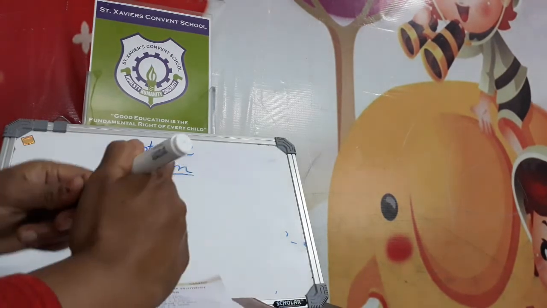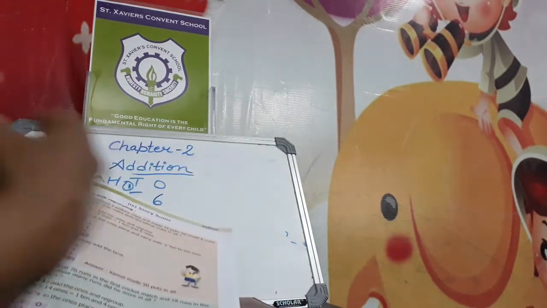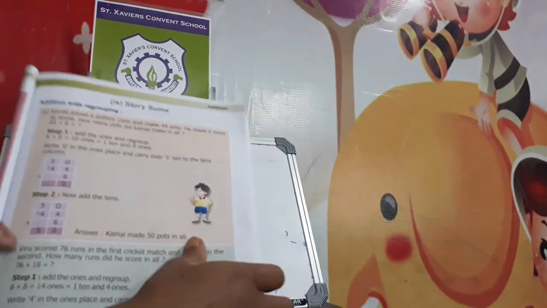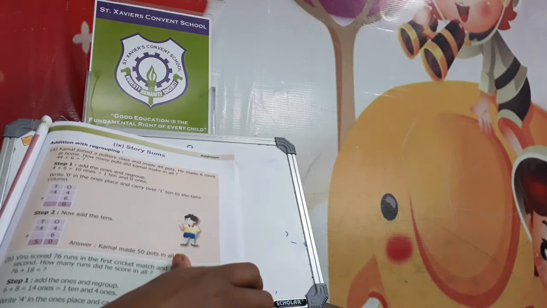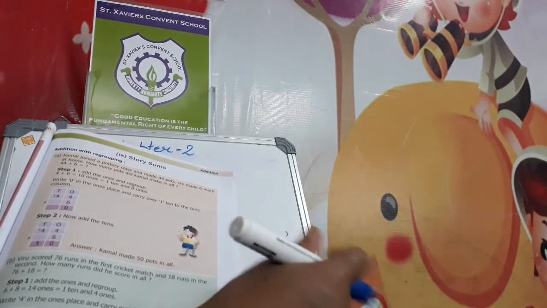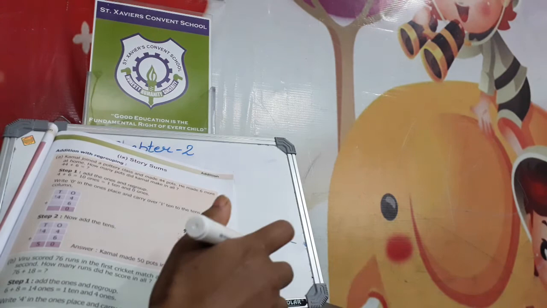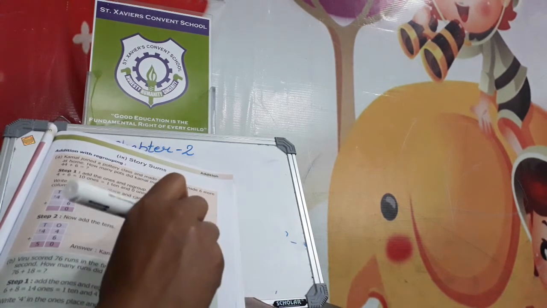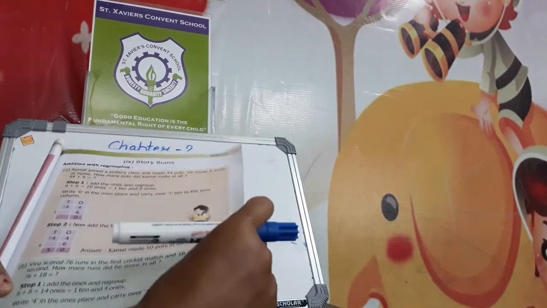And do these questions yourself. Do more and more practice at home. Now story sums. What is story sums? This is story based addition sums, and you have to write a statement where your answer is shown here. Now look at question number 1. 1 and 2 is done for you already.